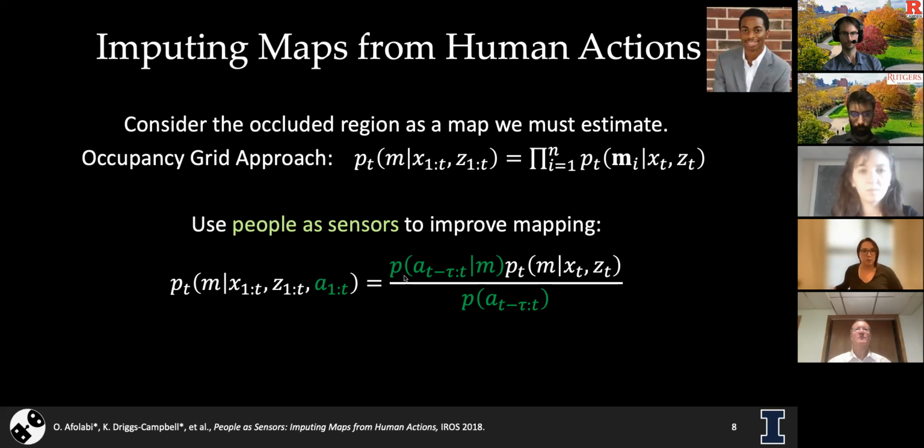So we want to understand the probability of our observed actions given some map. And this is nominally what driver models are trying to do. Given some input, how is the person going to behave? So we just need to build up a driver model that can match this representation that we want here.